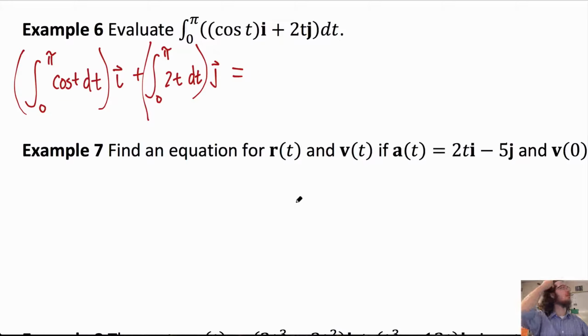Okay, so again, no new procedures, no new tricks or anything. We're just taking the integral of each individual component, the a component, the b component, or x and y, horizontal, vertical, however you want to think about it. So many different representations. All right, so one at a time. Integral of cosine of t is sine of t. So we're going to go sine of t. We want to integrate that from 0 to pi. And that's going to be times i.